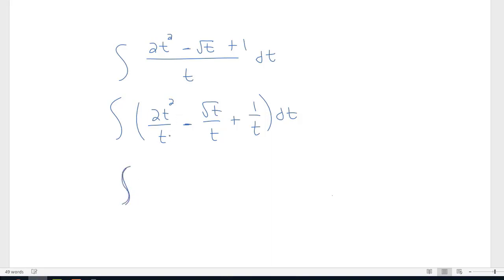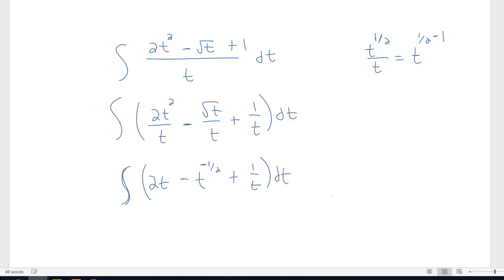Now I want to do a little bit more cleanup. I have 2t squared over t, and that simplifies to just 2t. And then how do I simplify this middle term? Well, in order to evaluate the integral of a root, like we have discussed prior, I'm going to write that as t to the 1/2, and then it's over t. So I subtract exponents there, get t to the 1/2 minus 1, and that becomes t to the negative 1/2 that I will find the antiderivative of, and then this is still just 1 over t here.